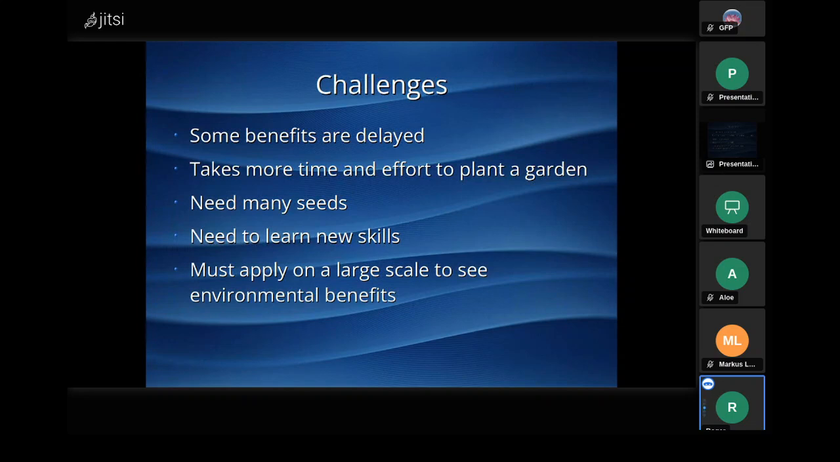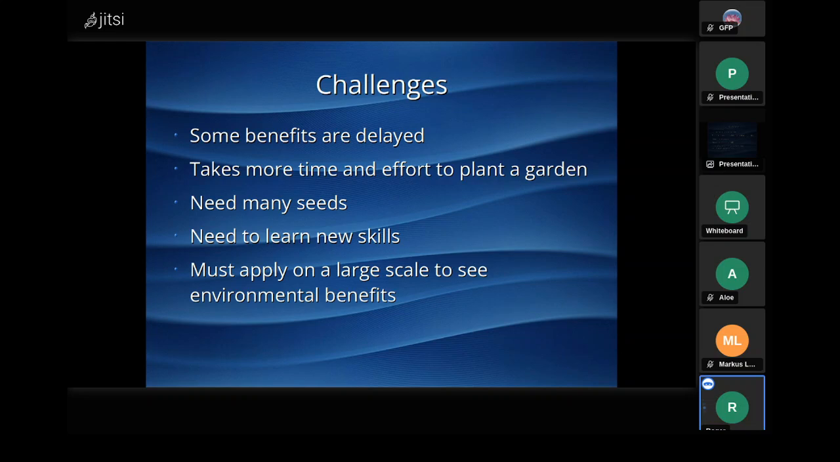Okay, now that we covered a lot of the benefits, there must be some sort of drawbacks or challenges, and here are the ones that I'm aware of. So a lot of the benefits are delayed. We're growing perennials, we're growing tree crops. You're investing all that work in the beginning. So to a typical farmer, they're putting a lot more work in, and it takes time before they see the results.